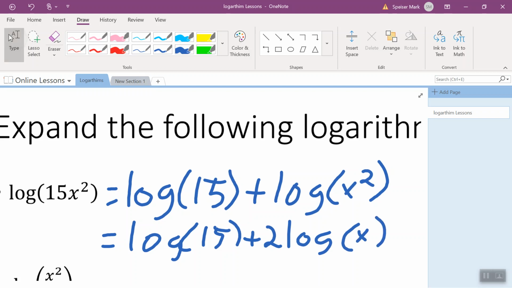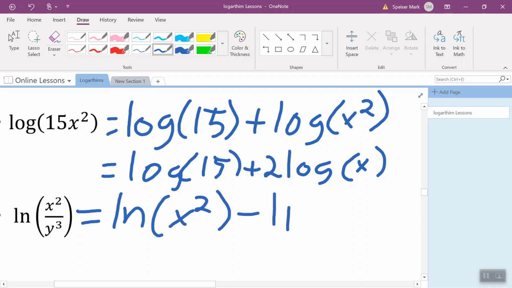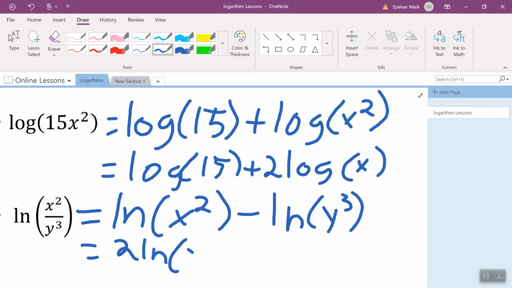On to the next one. Use the quotient rule to find the natural log of x squared over y cubed. So it's the natural log of x squared minus the natural log of y cubed. Then use the power rule, which equals 2 natural log of x minus 3 natural log of y.